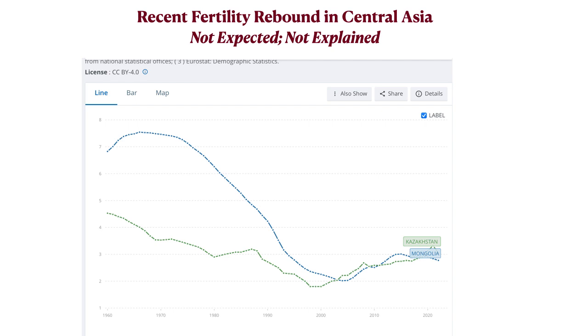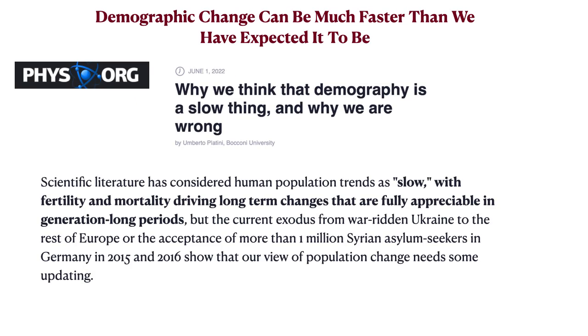I'd also note these are both sparsely populated countries, and so there's relatively little worry about them having excess population. But they have had this very interesting fertility rebound. I don't think that has been adequately studied.